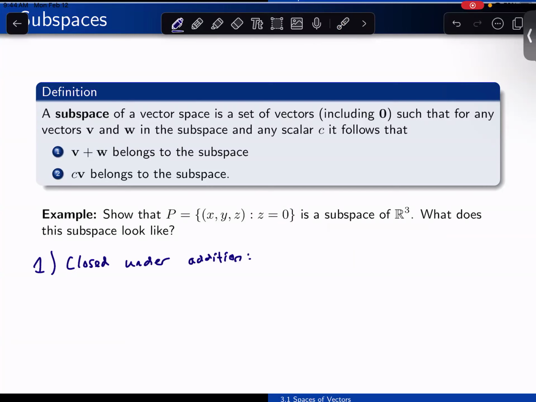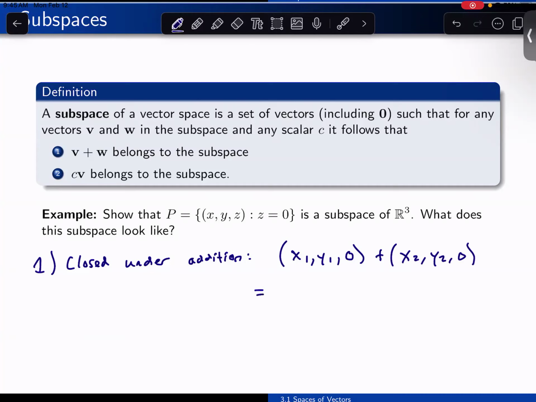How you would do this is you take 2 arbitrary elements of P and add them together, and you want them to remain in P, which is what we want to show is a subspace. So elements in P look like x1, y1, and then 0, right? P just consists of all vectors in R3 such that the third component is equal to 0. So x1 and y1 are both real numbers, and then you have 0 here. And then we just want to add it to another element inside of P.